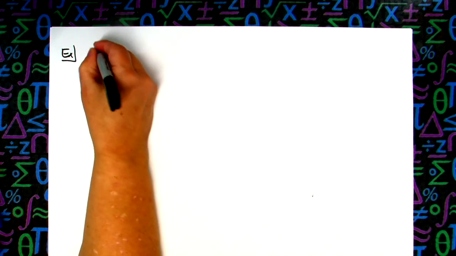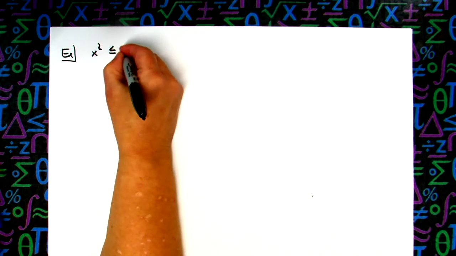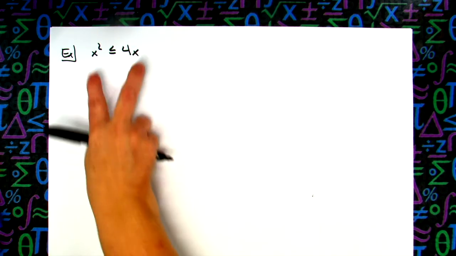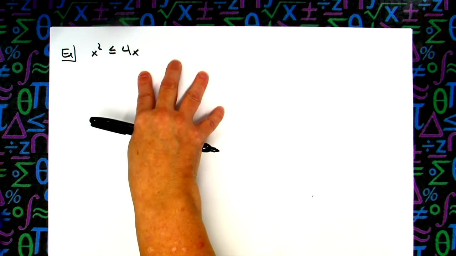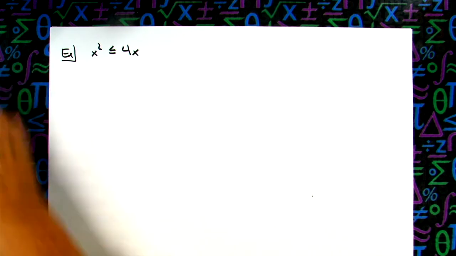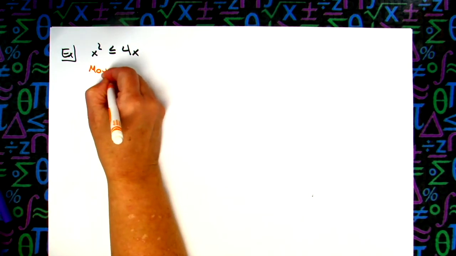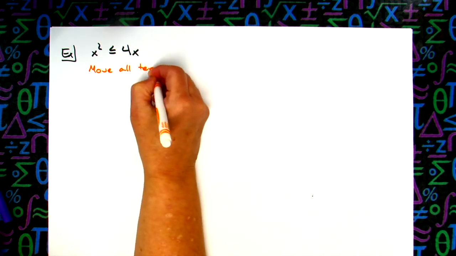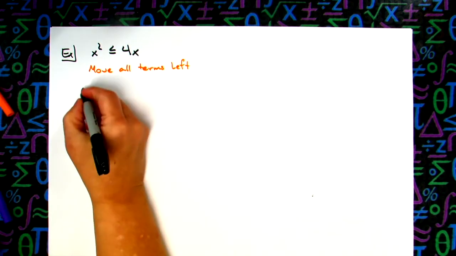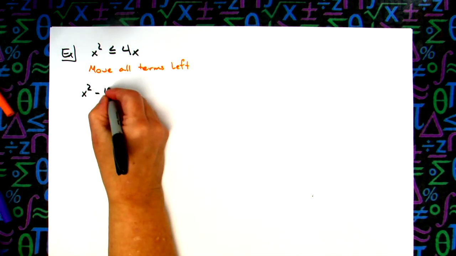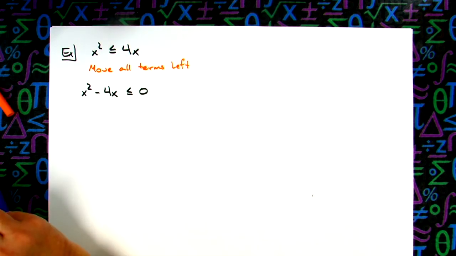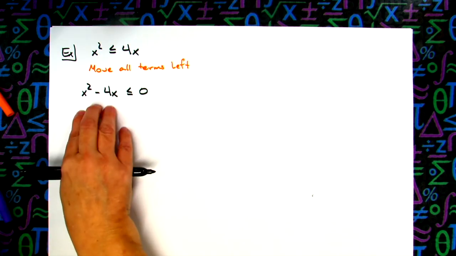Let's do x squared is less than or equal to 4x. I can't solve that one right away. Why? Because I don't have 0 on the right-hand side. So you need to choose to move everything to one side or the other. I would recommend moving everything to the left, but you wouldn't have to do it that way. Move all terms left. We're going to subtract 4x from both sides, so it becomes x squared minus 4x less than or equal to 0.